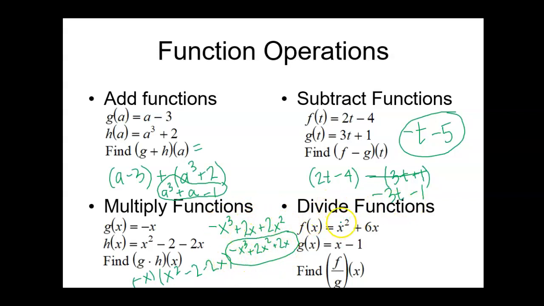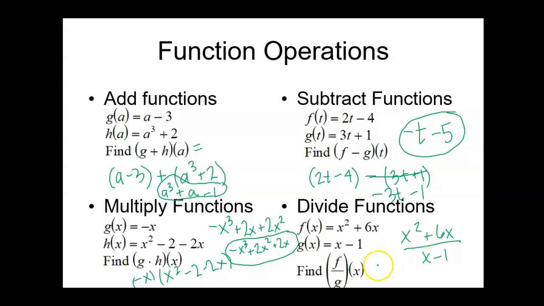All right, now we're going to divide functions. So function f is x squared plus 6x. Function g is x minus 1. I'm going to find f divided by g of x. So take function f, which is x squared plus 6x, divided by function g, which is x minus 1. I could check for this to see if it would simplify at all. I don't believe it's going to.